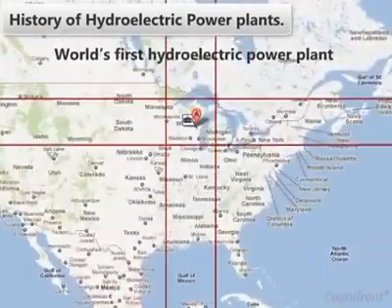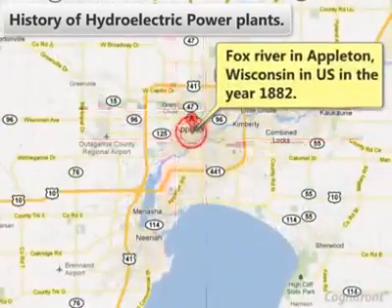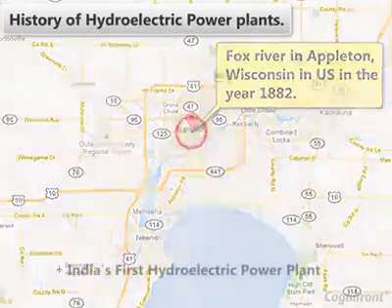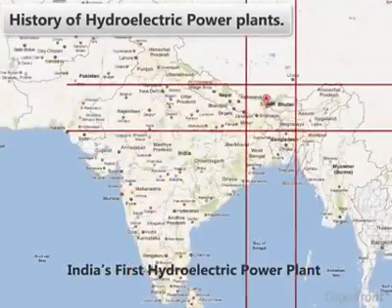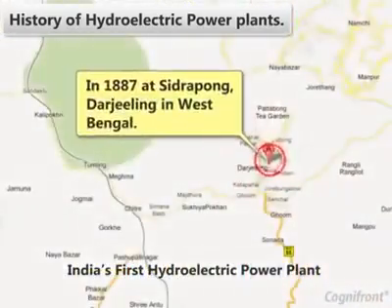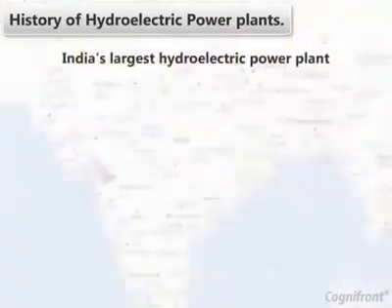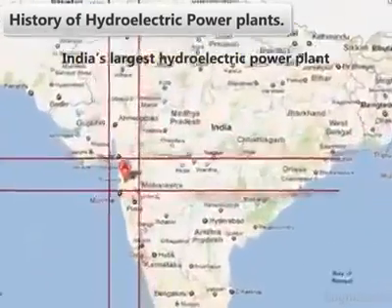History of hydroelectric power plants. The world's first hydroelectric power plant was built across the Fox River in Appleton, Wisconsin in the US in the year 1882. India's first hydroelectric power plant was commissioned in 1887 at Sidrapong, Darjeeling in West Bengal.